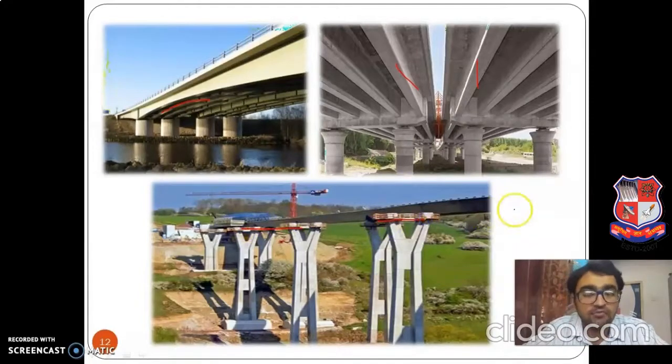Talking about plate girders, one of the tallest bridges, not the longest, the tallest bridge, is the Millau Bridge. If you have time, search on it. What is the Millau Bridge? The Millau Bridge also has the same concept, where plate girders are used.